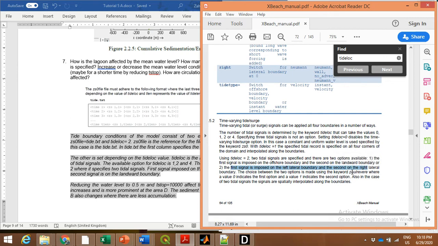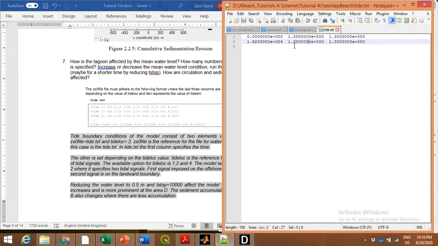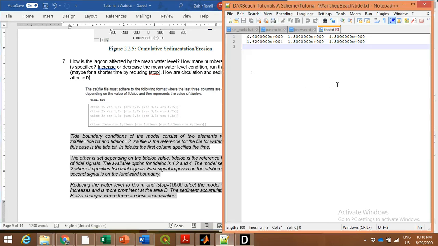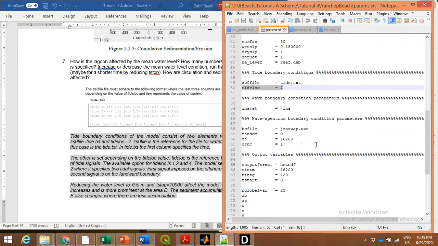If there is a pearl reveal, you can check in the XBeach manual. So go back to here. Actually, it is a 1.3 meter water level. So you can change the water level here, increase or decrease, and run the model again for a shorter time by reducing t-stop. So what is the current t-stop here? You can check the current t-stop. Where is it?